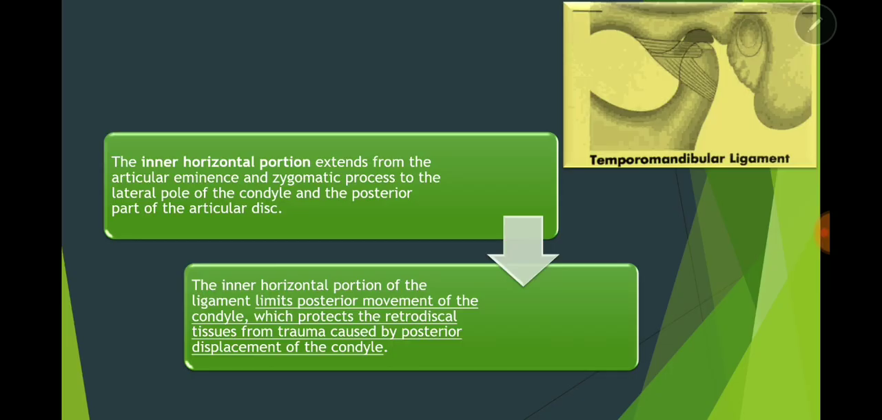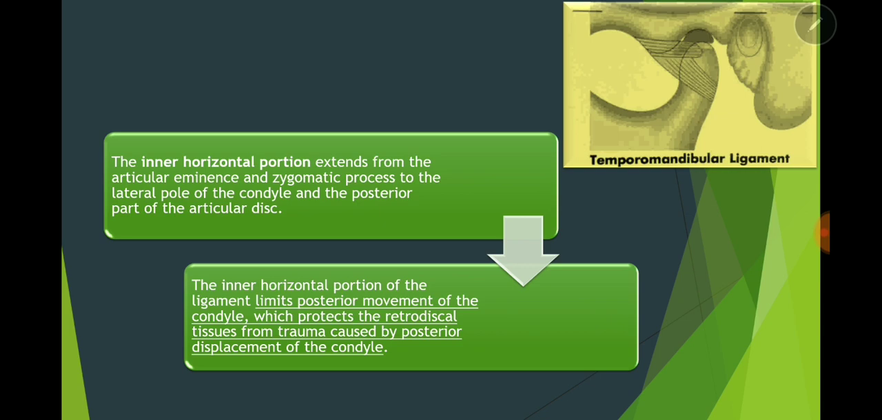And then you have the horizontal portion of the temporomandibular ligament, which extends from the articular eminence and zygomatic process, of the lateral part of the condyle, and then attaches into the posterior part of the articular disc. And the function of the horizontal portion is it limits the posterior movement of the condyle. So the oblique portion limits the rotation or the hinge movement of the condyle. The horizontal portion of the lateral ligament, or the temporomandibular ligament, limits the posterior movement of the condyle.